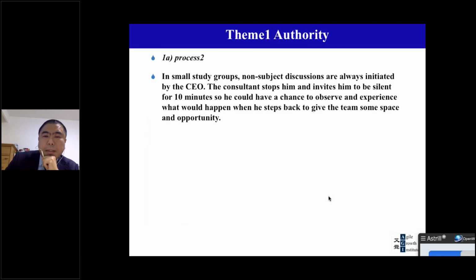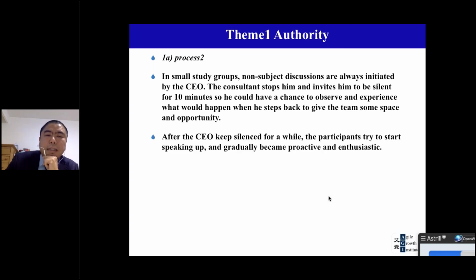In a small study group, non-subject discussions are always initiated by the CEO. The consultant stops him and invites him to be silent for 10 minutes so he could have a chance to observe and experience what would happen when he stepped back to give the team some space and opportunity. After the CEO keeps silence for a while, the participants try to start speaking up and gradually become proactive and enthusiastic.